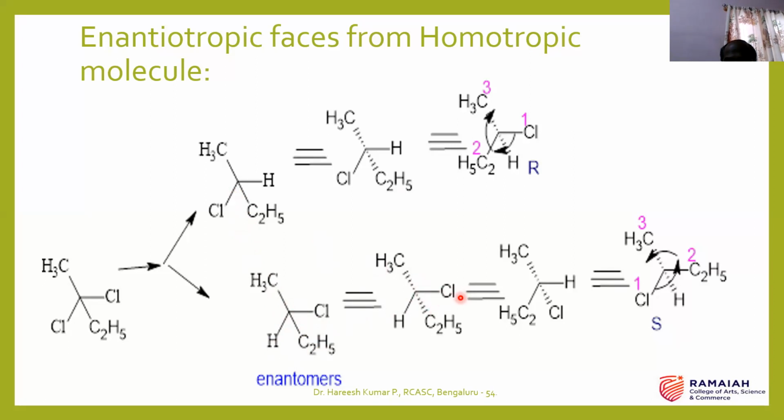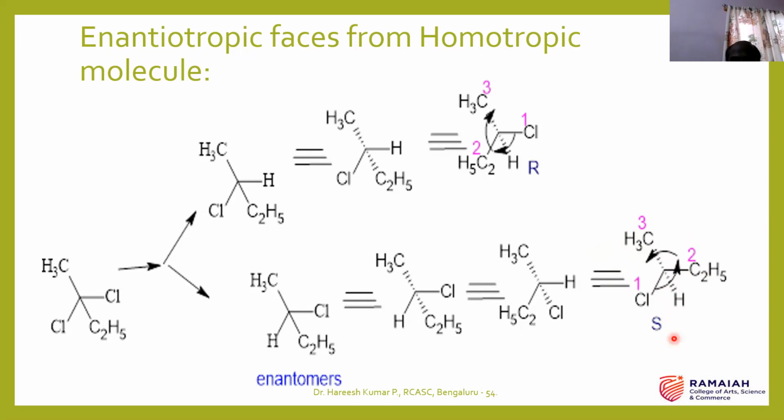Then afterwards, what do you need to do? You need to rotate this in a clockwise direction until H is here. So here you can find that H is down. Now you can assign the sequence rule numbers. This is 1, this is 2, this is 3. So there is a movement in an anti-clockwise direction. So this is the S configuration.